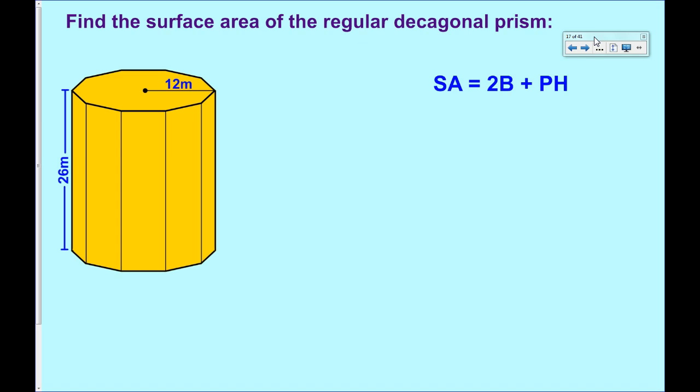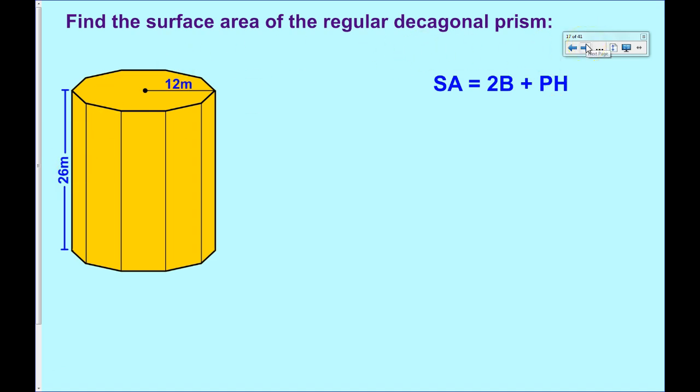So I'm going to use the formula this time rather than just drawing a net. You can go ahead and draw a net, but you're going to get to the same place that I just got to right here. So this formula says take 2 times the area of the base, so 2 times the area of this decagon, plus the perimeter of the decagon times the height of the prism. We only have one of those numbers, the height of the prism.